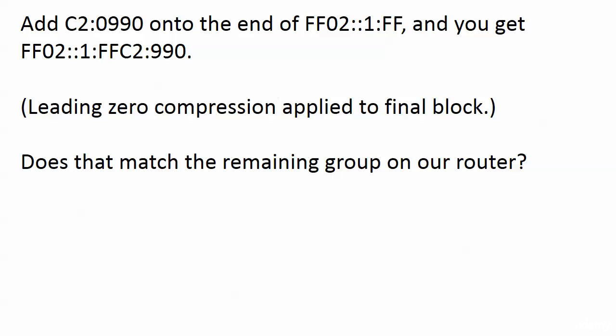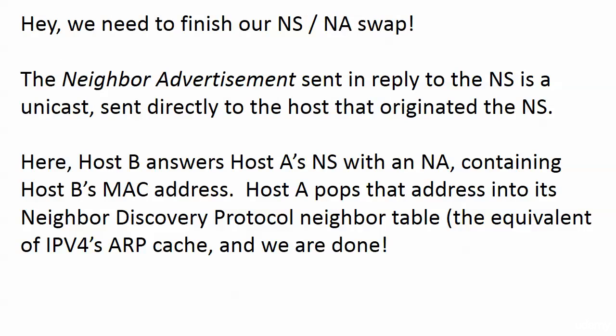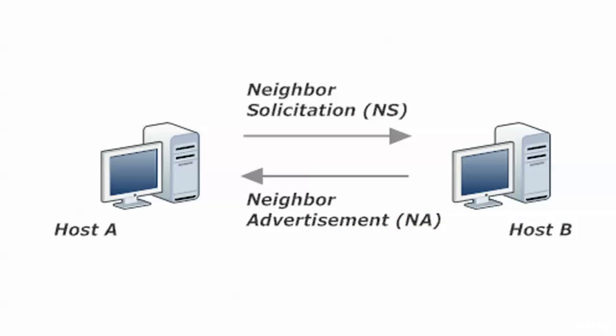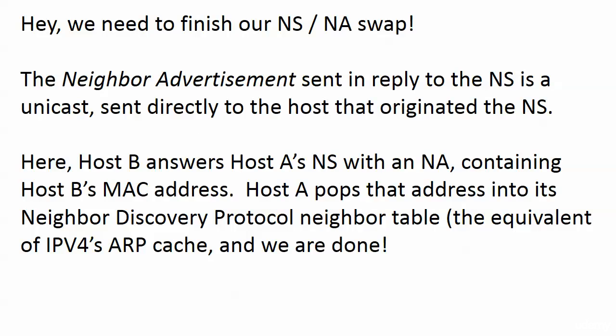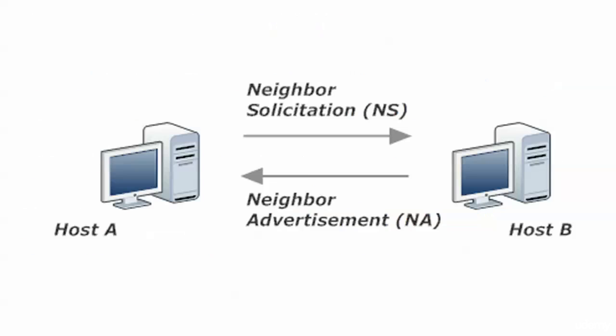So there's something we need to finish, though. We never really did finish the neighbor solicitation, neighbor advertisement swap here. So the neighbor advertisement is going to be sent in reply to the NS, and it's going to be a unicast. It's sent directly to the host that originated the neighbor solicitation. So what happens here is that one host will answer the other host's neighbor solicitation with a neighbor advertisement. And remember, of course, with ARP, the ARP cache, well, we have the same situation here. We have the neighbor discovery protocol neighbor table, and host A is going to pop that address into its neighbor table, the NDP neighbor table, and frankly, we're done.